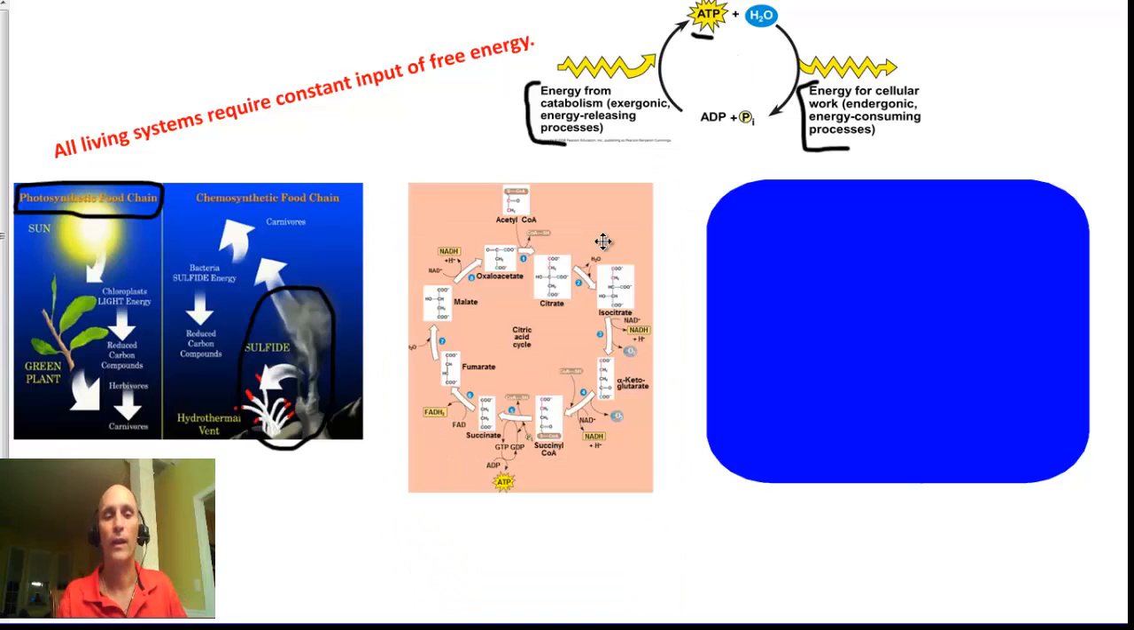All right, so the next thing is cycles, and we have two metabolic cycles that we're going to focus on. One of those is called the citric acid cycle, and you can kind of see here.